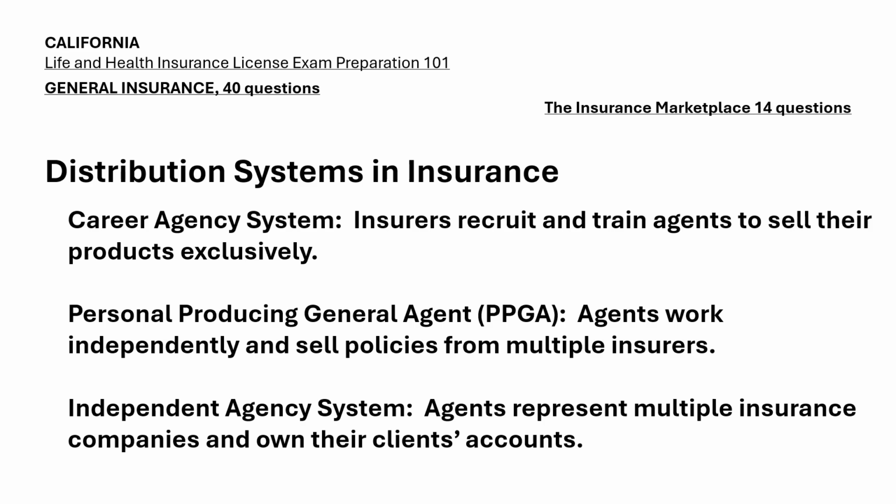Finally, the independent agency system allows agents to represent multiple insurers, giving them more flexibility in the products they offer. These agents own their clients' accounts, meaning they can move a client's policy to another insurer if needed. Each system has its advantages depending on the needs of the client and the agent's business model.